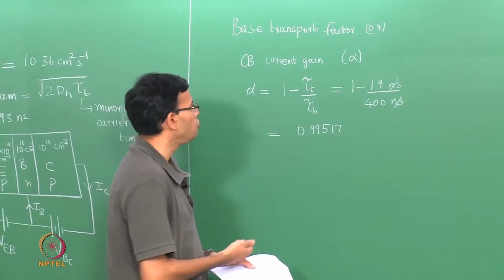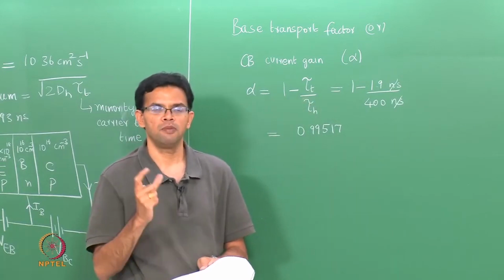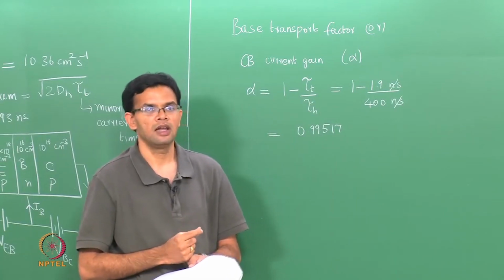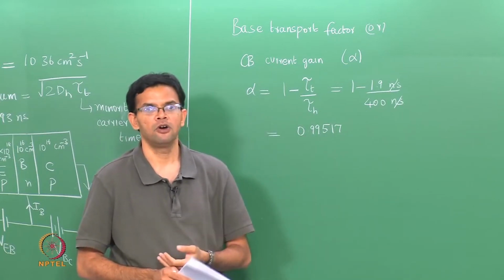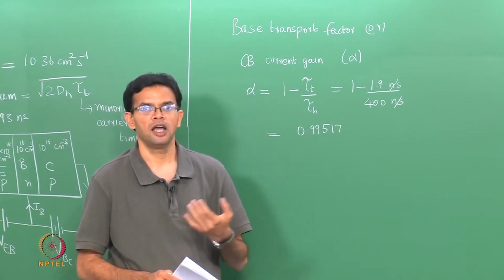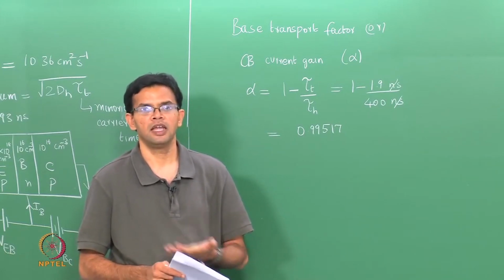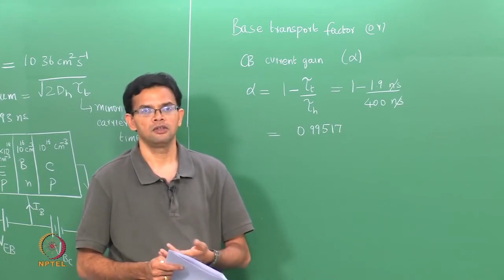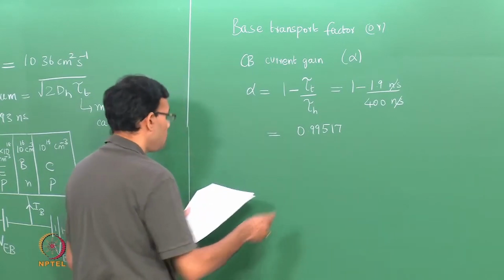So, the higher the value of alpha, the greater is the current transfer from the emitter to the collector. So, one way to do that is to reduce the transit time. This you can do by making the base thinner. Another way to do that is to have a higher value of tau h, which is the higher value of your minority carrier lifetime. This again you can do by reducing the doping concentration in the base.